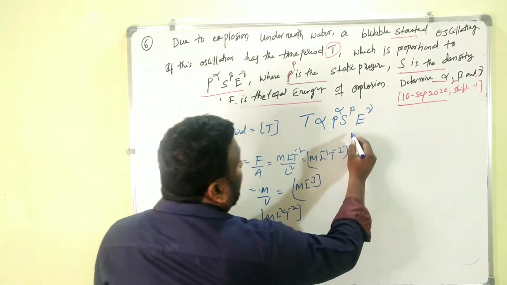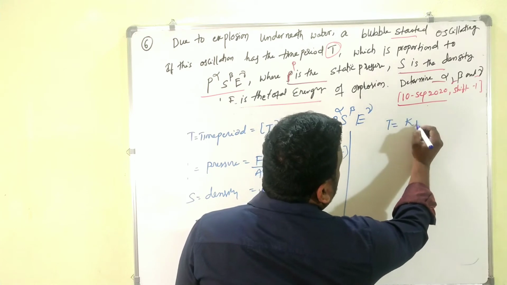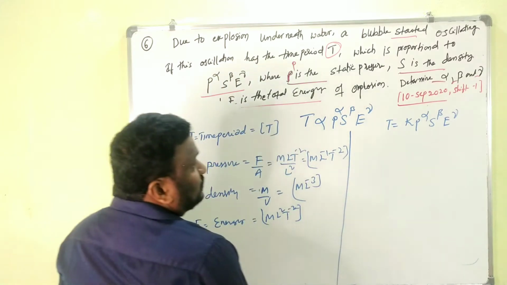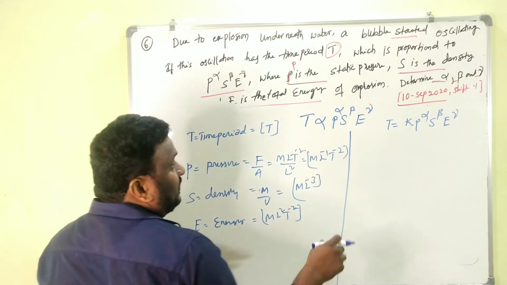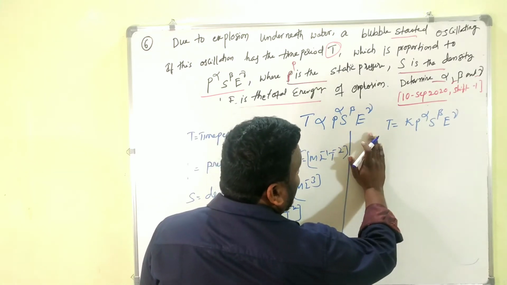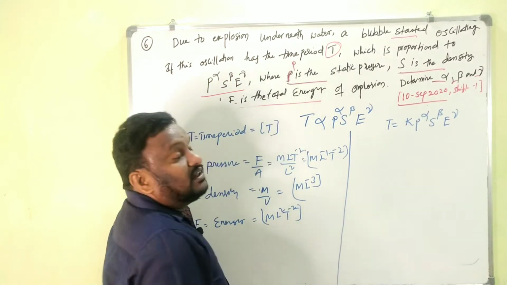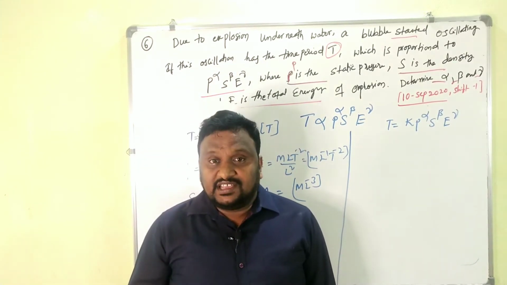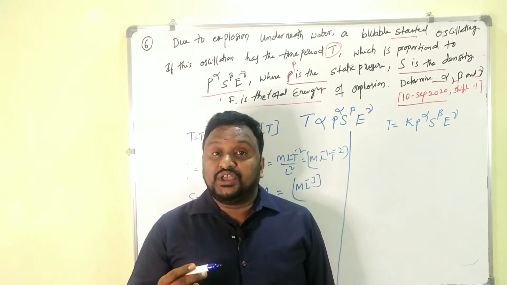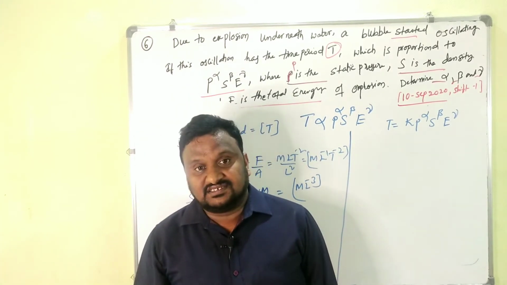Now according to the principle of homogeneity, what you have to say? T is equal to K into P to the power of alpha, S to the power of beta, and E to the power of gamma. According to the principle of homogeneity, in any dimensional equation, the dimensions of a particular quantity on the LHS must be equal to the dimensions of the same quantity on the RHS.